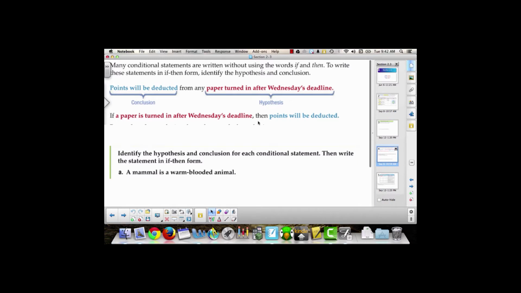Many conditional statements are not written with the words if and then. The easiest way to pick out the hypothesis and the conclusion is to rewrite the statement in if-then form. For example, the statement, points will be deducted from any paper turned in after Wednesday's deadline. If the papers are turned in late, then points will be deducted. Therefore, this is the hypothesis, this is the conclusion, and we can rewrite the statement as, if a paper is turned in after Wednesday's deadline, then points will be deducted.